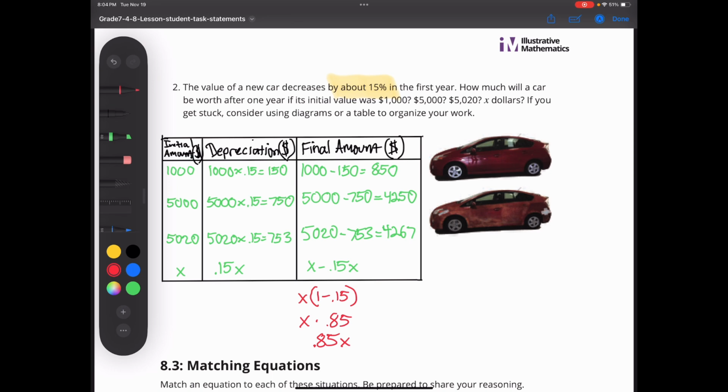So your equation would be final amount equals 0.85x, where x is the initial amount. There's a lot of organizing numbers with these problems, and it's often like that with finance or accounting. There's a lot of tables, a lot of number organization.